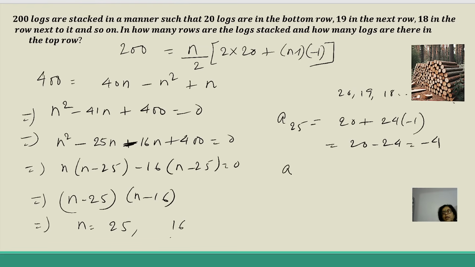And if we take A16, this becomes 20 plus 15 into minus 1. That means this is 20 minus 15, that is equal to 5. So if we take 25 rows over here, in the 25th row on the top we have negative 4 logs, which is not possible. But if we take only 16 rows, then on the topmost row there are 5 logs. So number of rows will be 16 over here, and the topmost row will have 5 logs.